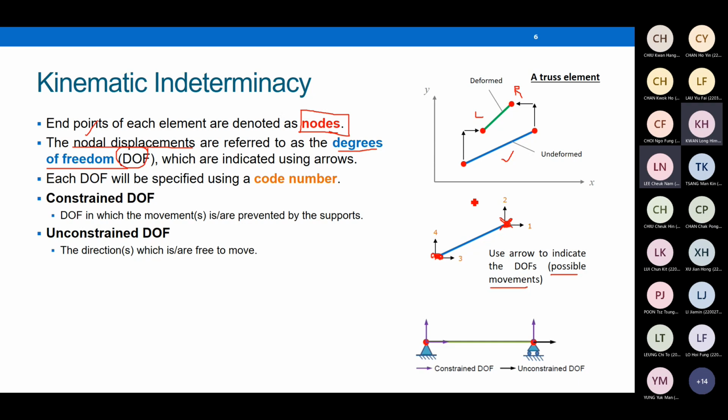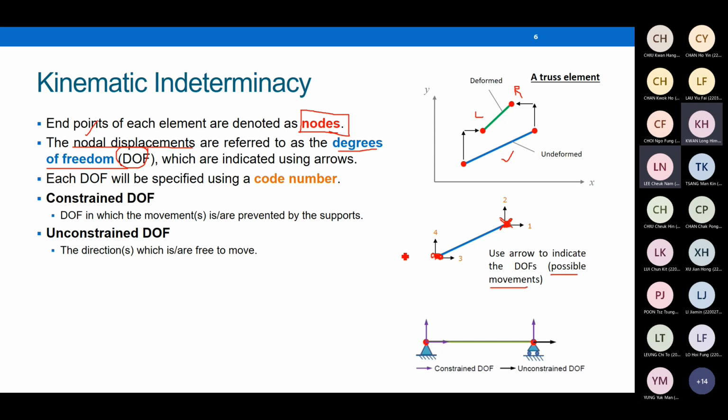Some movements can be 0, as you will see very soon. Well, we understand the number of degrees of freedom. For one truss member, we have totally 4 possible movements, 2 on the right, 2 on the left.